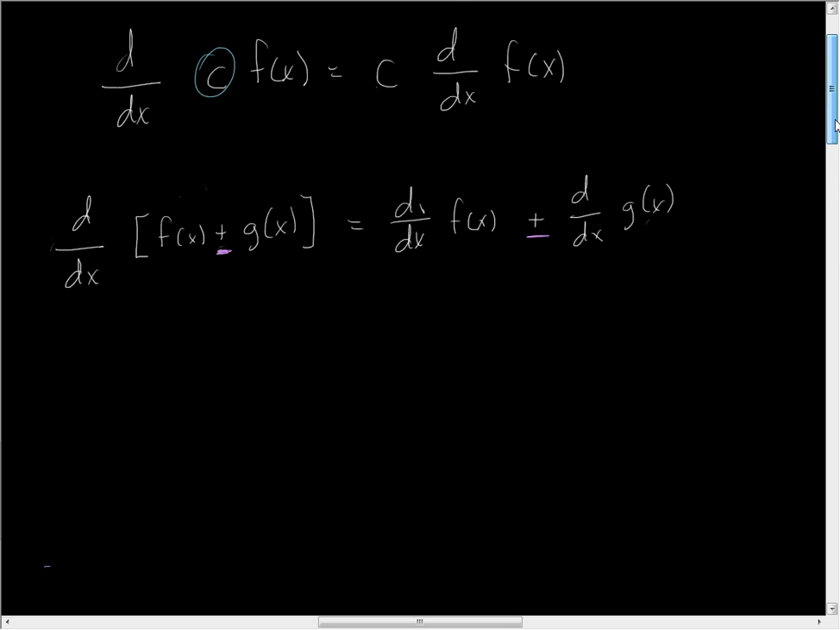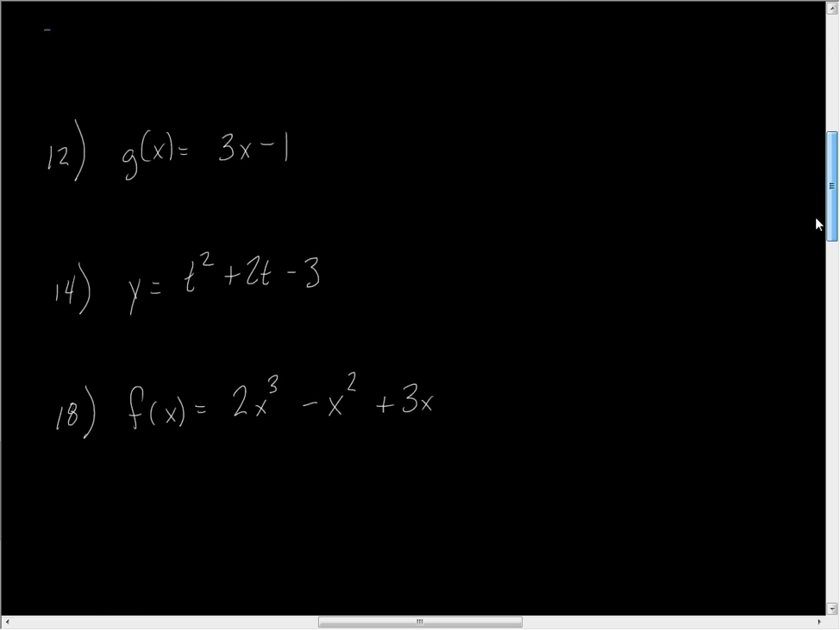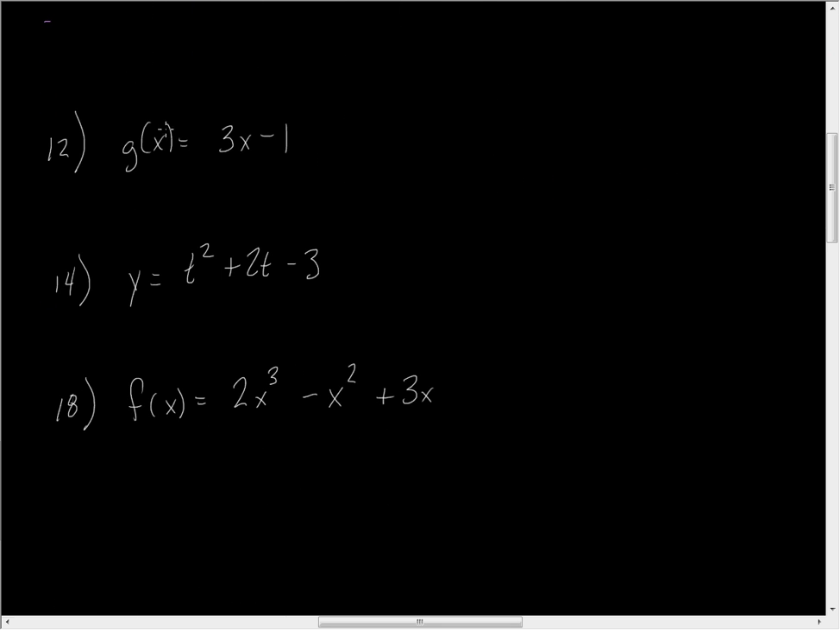So let's put these rules into effect. If we take a look at number 12, we have g of x is equal to 3x minus 1. If we take the derivative of g of x, then that is equal to the derivative of 3x, which is 3, minus the derivative of 1, which is a constant, and so it's 0, which is just 3. So the derivative of 3x minus 1 is 3.